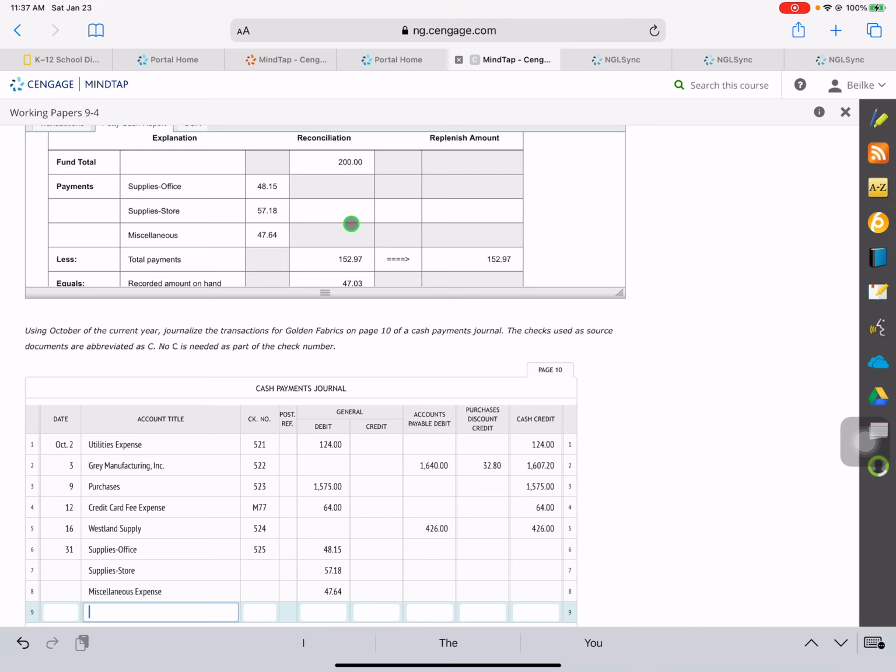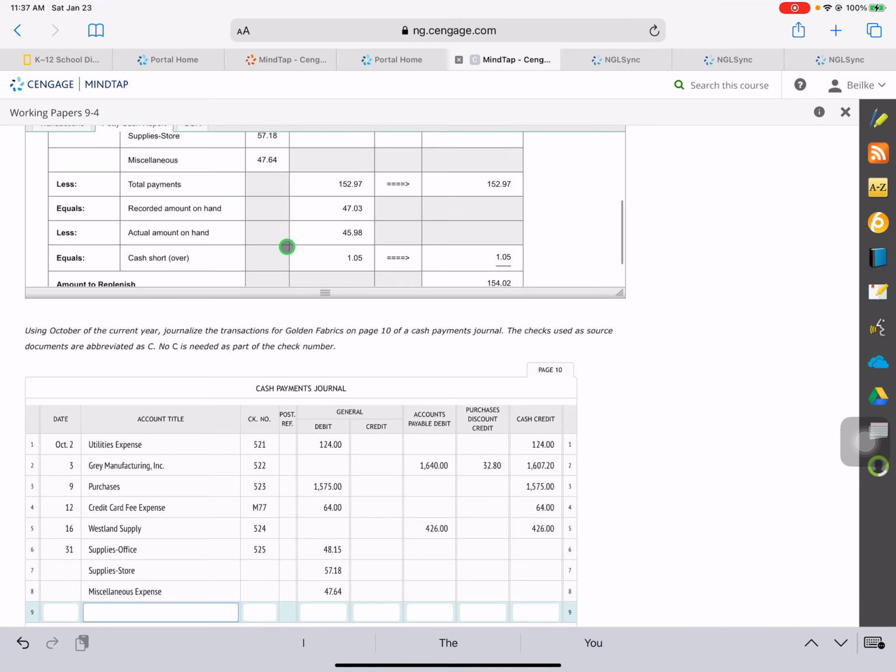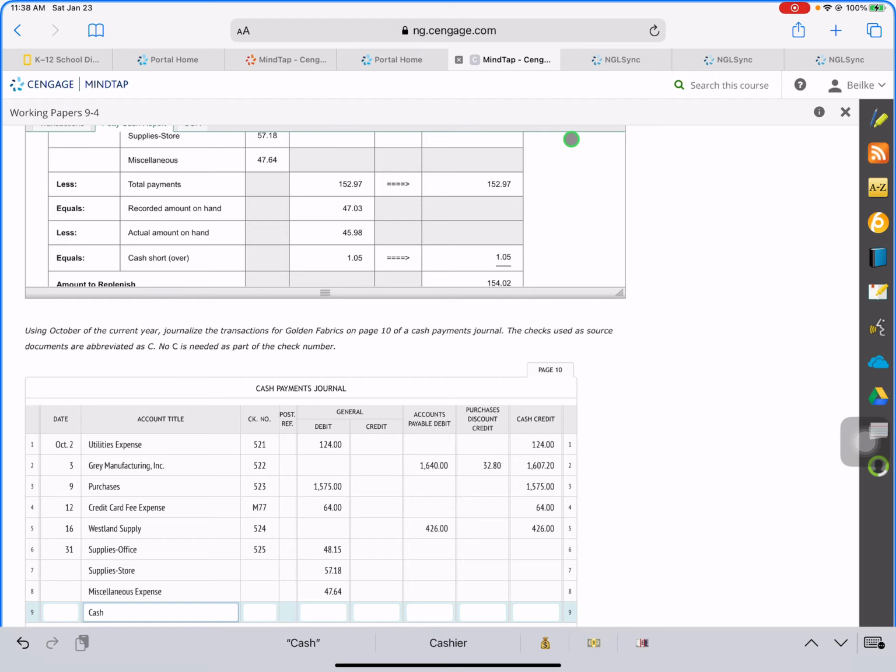And then we also, if we take a look at it here, we had a cash short. It's not in parentheses, so it's not over. It's cash short. But the account is called cash short and over.